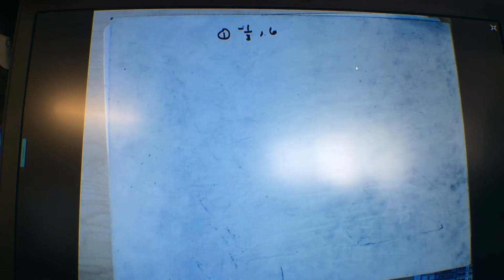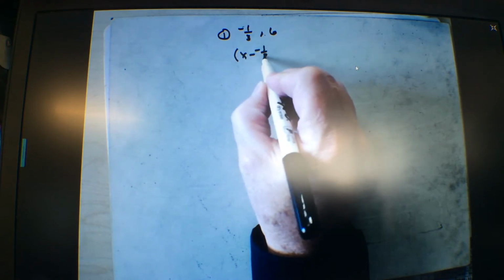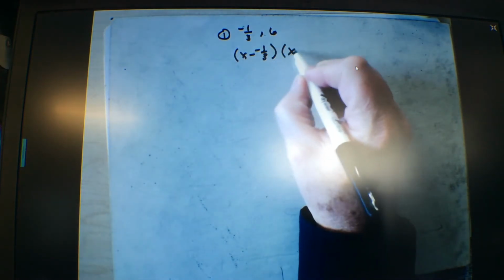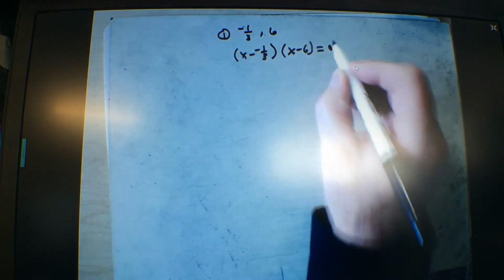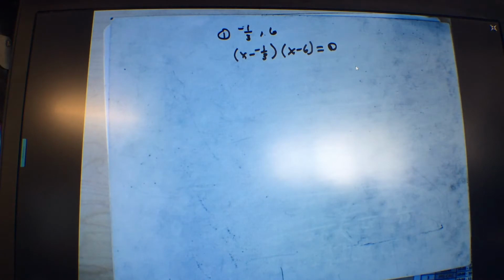All right, so if you want to find the equation of the parabola that does this, what I would do is write it as factors of x. I would say x minus a negative 1/3 times x minus 6, because if you were to solve these, this is what you would get, wouldn't you? You remember doing the factoring the equation and then solving it? This is what you would get.